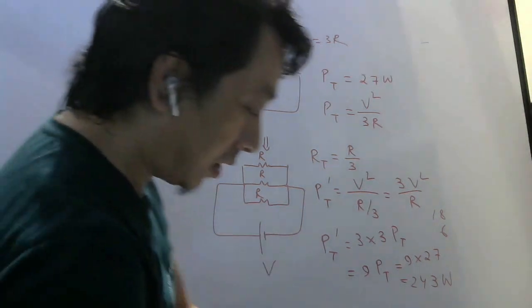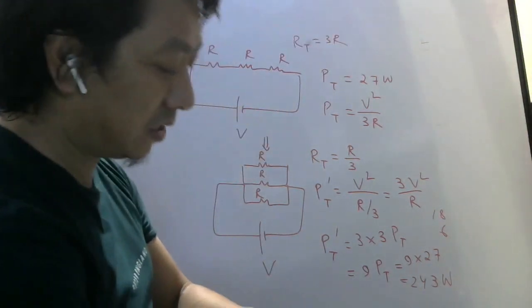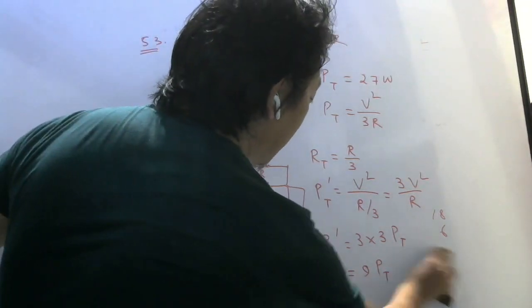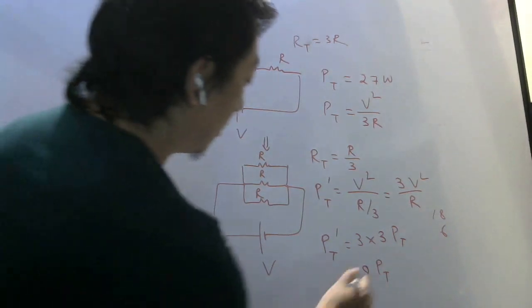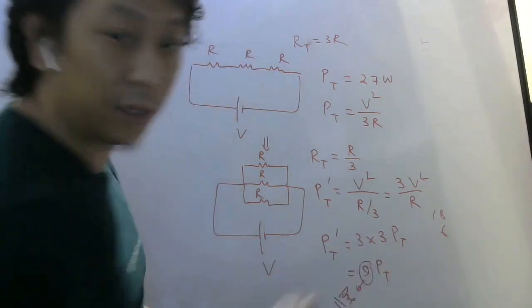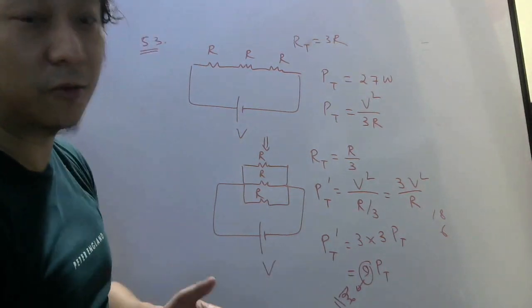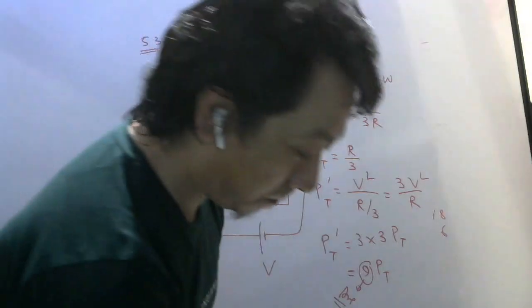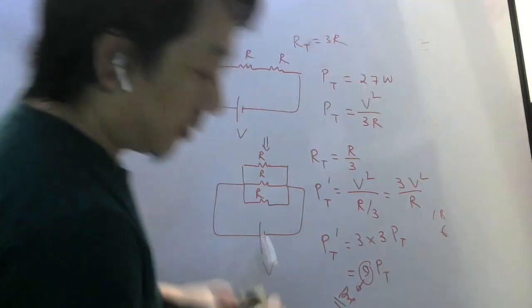oh sir, they are only asking how many times the power will increase, not the total power. So how many times does the power increase? 9 times. So answer is 9 times. This is the answer. Total power also we can calculate, but here they only asked how many times the power increases. Okay, let us see 54 now.